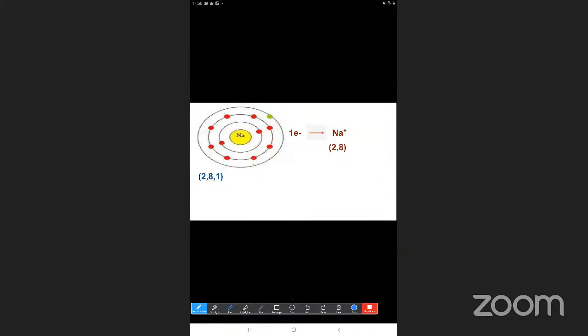So here, this is the sodium electronic configuration 2, 8, 1. When it loses 1 electron, sodium becomes Na plus. You can see here the electronic configuration is now 2, 8. So now the valency shell has 8 electrons.